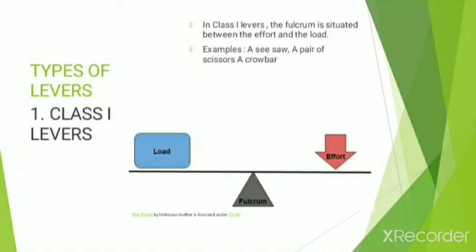So if I take the example of scissors, you will find we are applying the effort on the handle, and load is the particular cloth which we are cutting, and the fulcrum, the blades of the scissors, is situated in between these two. So this is class 1 lever.